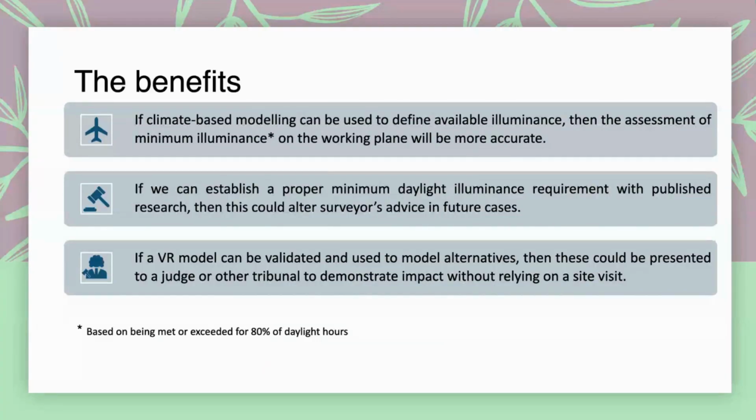So the benefits, and these are all ifs. If climate-based modelling can be used to define available luminance, then the assessment of minimum illuminance on the working plane can be more accurate. We're moving from getting a uniform sky to what actually is provided from a sky. If we can establish a proper minimum daylight illuminance requirement with published research, then that could alter a surveyor's advice in future cases. It's got to be established, it's got to be reported, it's got to be validated, and then somebody like myself, but younger, will stand up in court and give evidence on the basis.